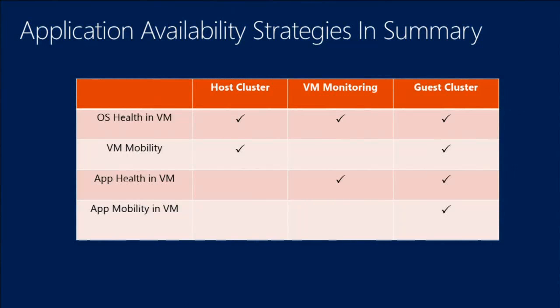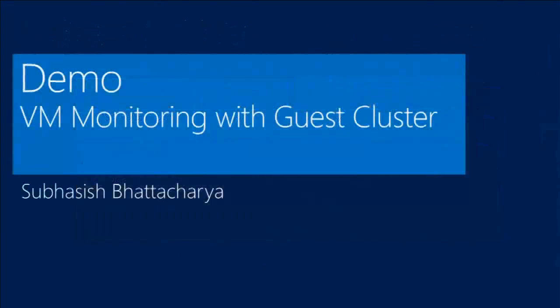So a quick summary. For a host cluster, which you get for free in your private cloud, you have OS health for both your host and your VM. It provides you VM mobility. VM monitoring is a lightweight solution. You can detect application health, but you don't really have application mobility for your VMs. And guest clustering is sort of the most complete option for you, but it does take a little bit of configuration, which has become much simpler now with shared VHDX. And you have a little bit of overhead for infrastructure.